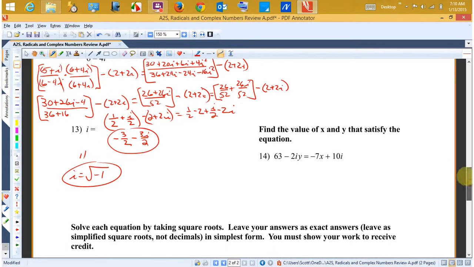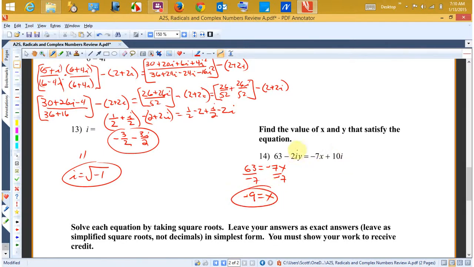Okay, next part says find the value of x and y that satisfy the equation. So the real parts must be equal. So the 63 must be equal to the negative 7x, the real part. So let's set that up. 63 is equal to negative 7x. Divide both sides by negative 7. I get negative 9 is equal to x.